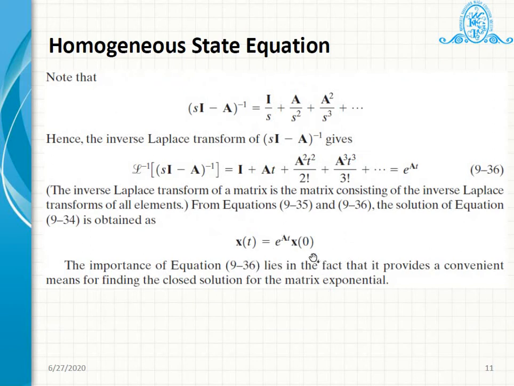So x of t is equal to phi of t multiplied by x of 0. What a state transition matrix is and what the different properties of the state transition matrix are, we will see in another lecture. But right now you just remember that e raised to at is equal to phi of t.